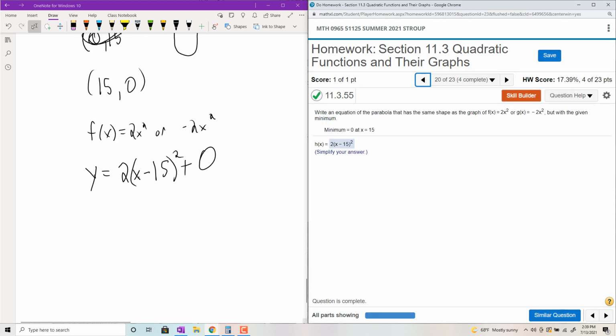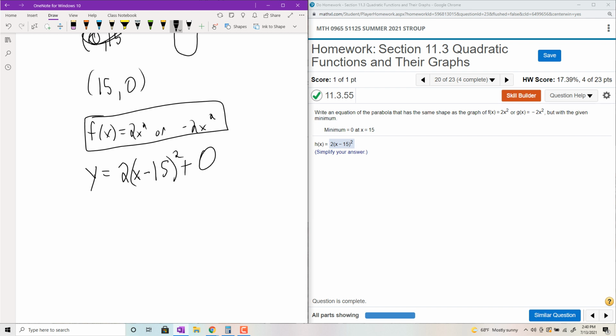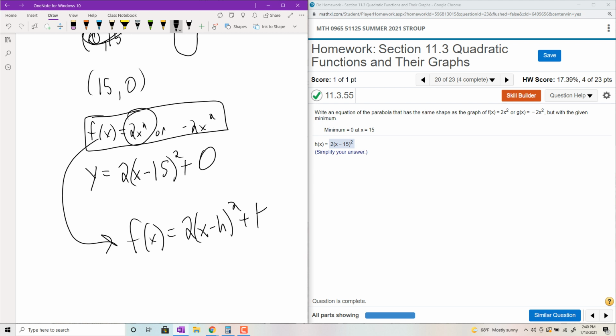So basically, I sort of just borrowed this part, and because it's U-shaped up, I took this one, and then I kind of just put it into the form 2 times x minus h squared plus k, where the vertex h comma k in this case was 15 comma 0. So I put the 15 in for h and the 0 in for k.